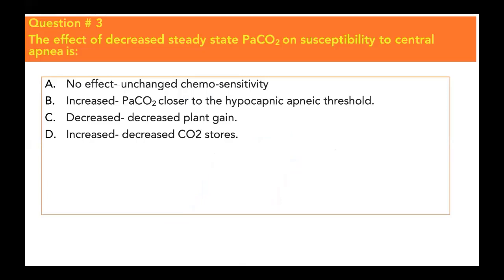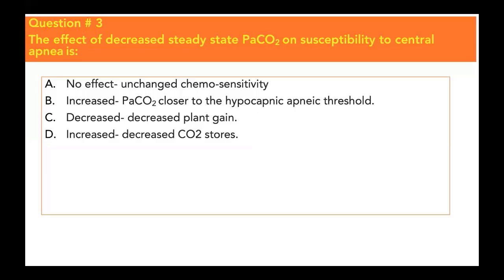So this is the question now. I wanted to flip the question to make it at the end. So what is the effect of decreasing steady state PCO2 on susceptibility to central apnea? One could say no effect because chemosensitivity is not changed, and that's incorrect. Increased because the PCO2 is closer to the hypocapnic apneic threshold? That is also incorrect because the apneic threshold is a result. The last one, increased because of decreased CO2 stores, is also incorrect. And the correct answer is decreased because of decreased plant gain.